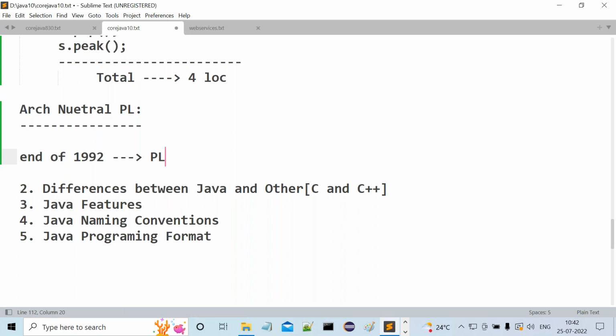After preparing this new programming language, they wanted to give a name to it. Observe carefully. Then what name have they given? There is also one story available. Now try to understand it clearly. Now tell me, guys, who is the father of Java?